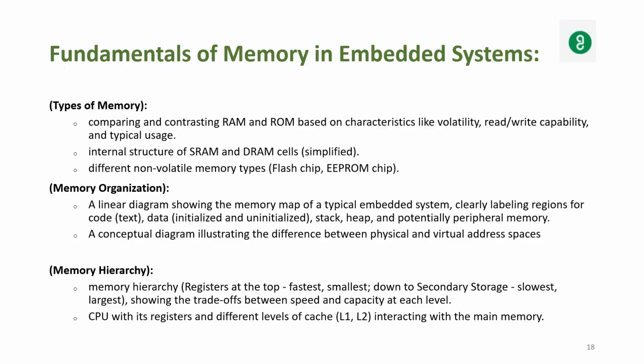CPU with its registers and also with different caches. If we consider cache, it may be L1 or L2, which interacts with the main memory. Now, what it does is that once the data is stored in stack memory, the first method is that it stores the data in the cache memory as well as in the main memory. That is one method. And the second method is that it stores the data only in the cache memory.